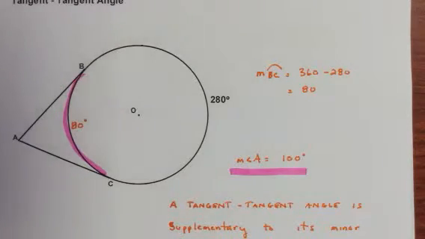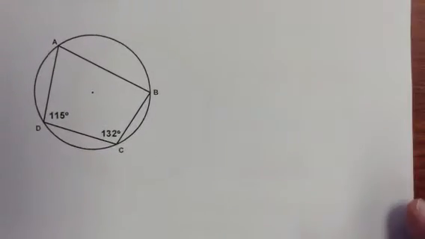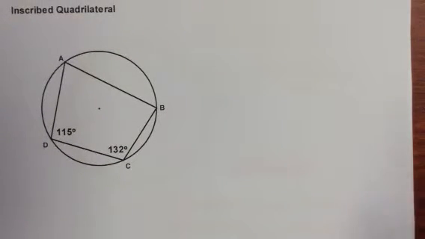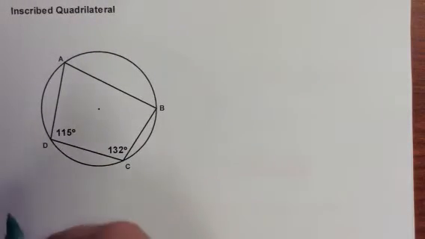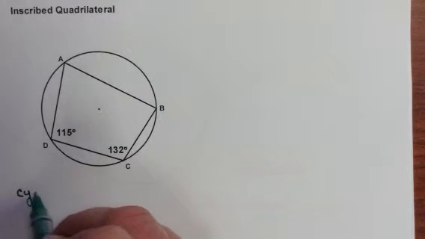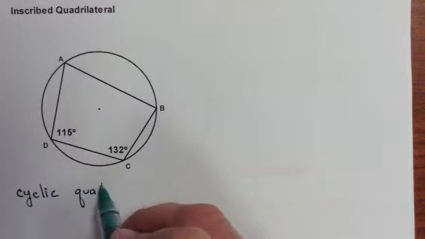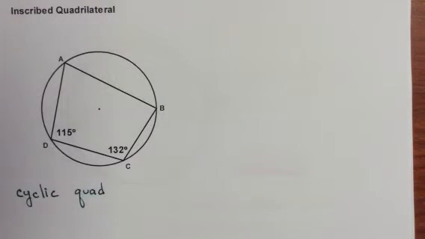And then also let's look at an inscribed quadrilateral, which is often called a cyclic quadrilateral. And let's remember that the opposite angles of an inscribed quadrilateral are supplementary.